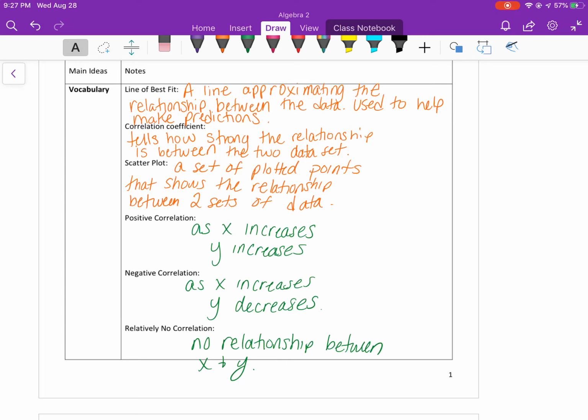And then relatively no correlation is there's no relationship between the two variables. Like there's no relationship between my age and the amount of gas in my car. I mean, you could make an argument for that if you're young. Maybe you can't afford to put gas. But in general, there's no correlation between those two things.